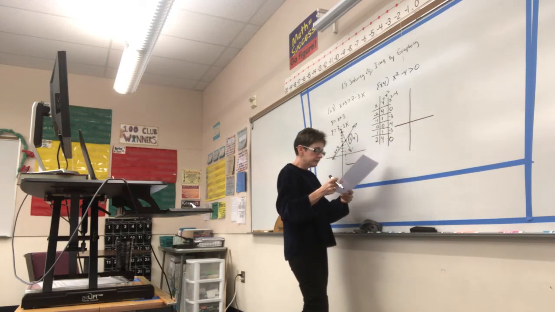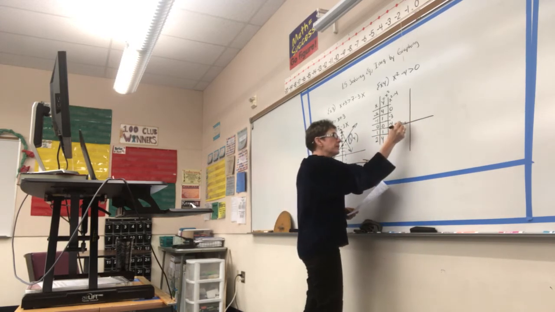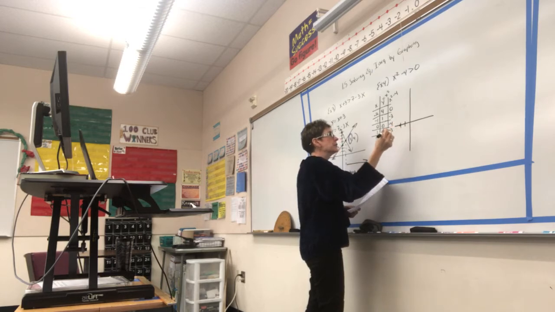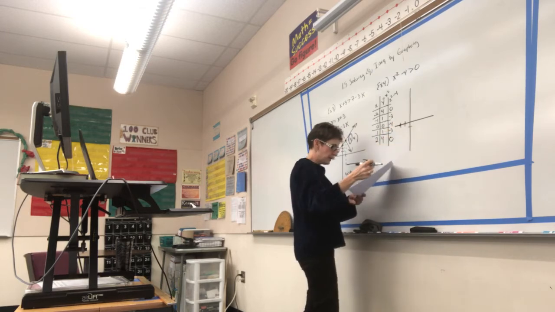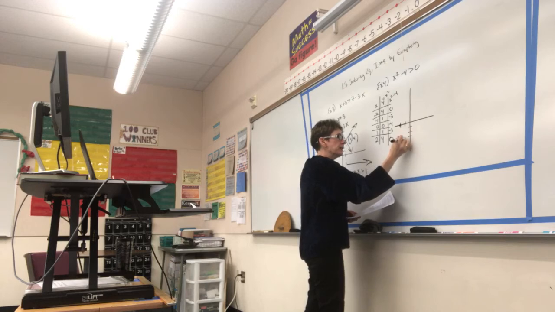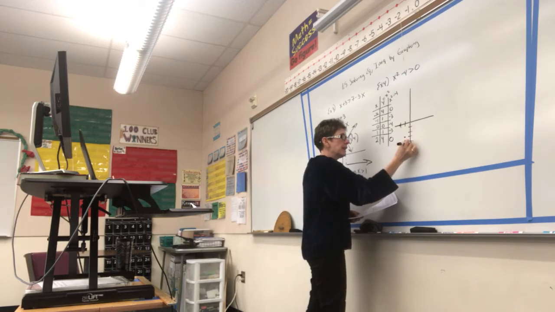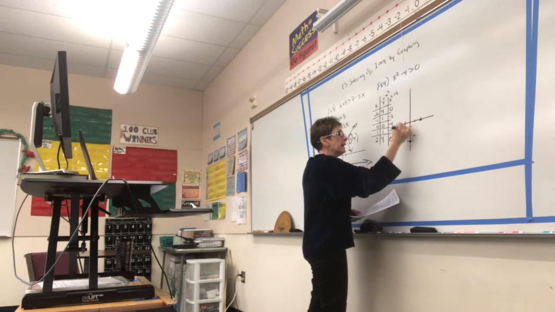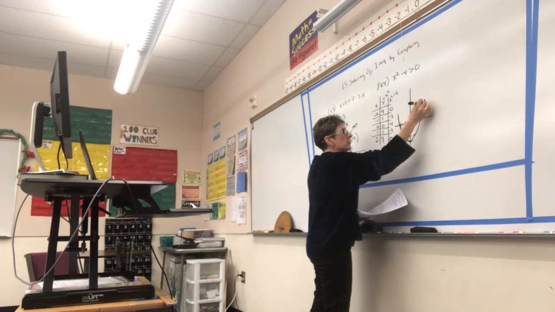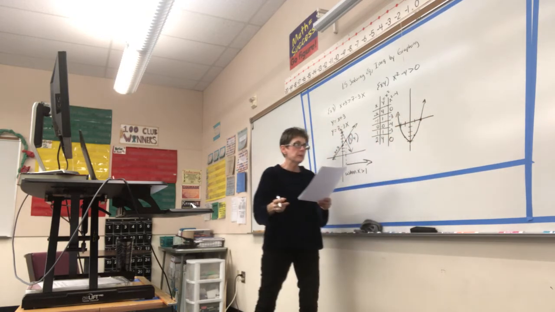When you are done, you end up with these points here. -2, 0, -1, -3, 0, -4, 1, -3, and 2, 0. So that is the parabola that you would get.